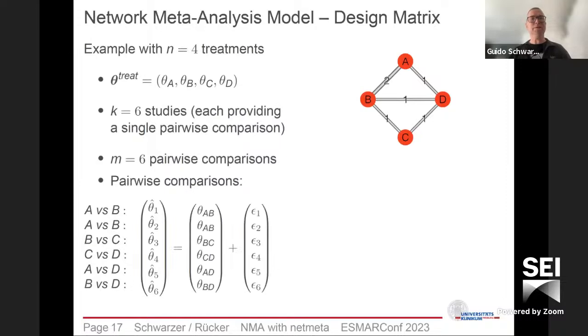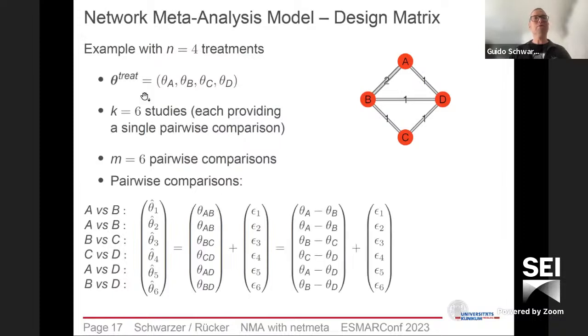The underlying idea, which comes from pairwise meta-analysis, is that the first 2 studies estimate the effect of A versus B. The third one estimates the effect of B versus C, and so on. The observed effects are these underlying effects plus some random error. What we do next is express these study-specific underlying effects as a difference of our 4 effects here at top.